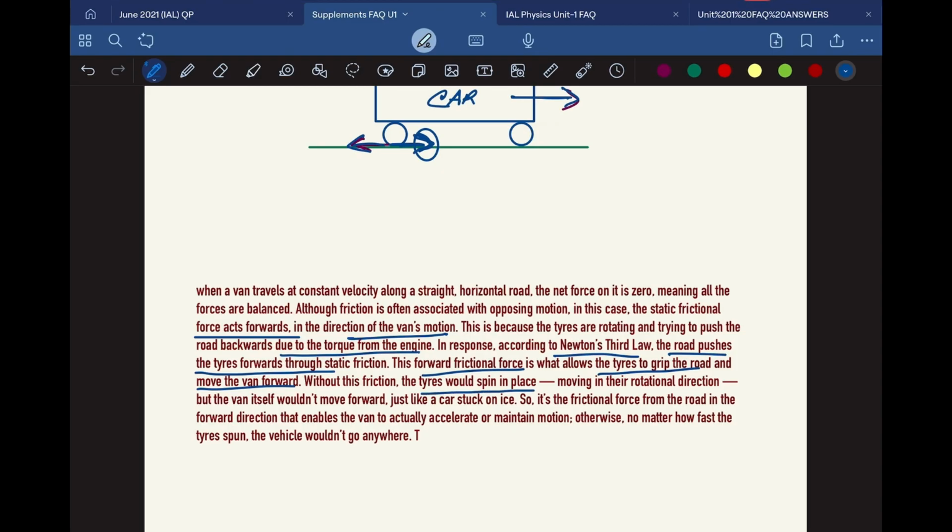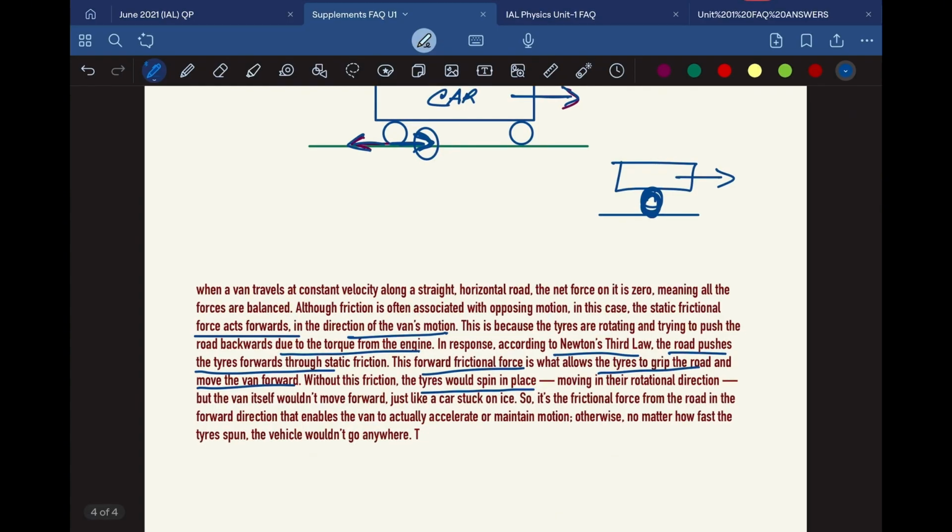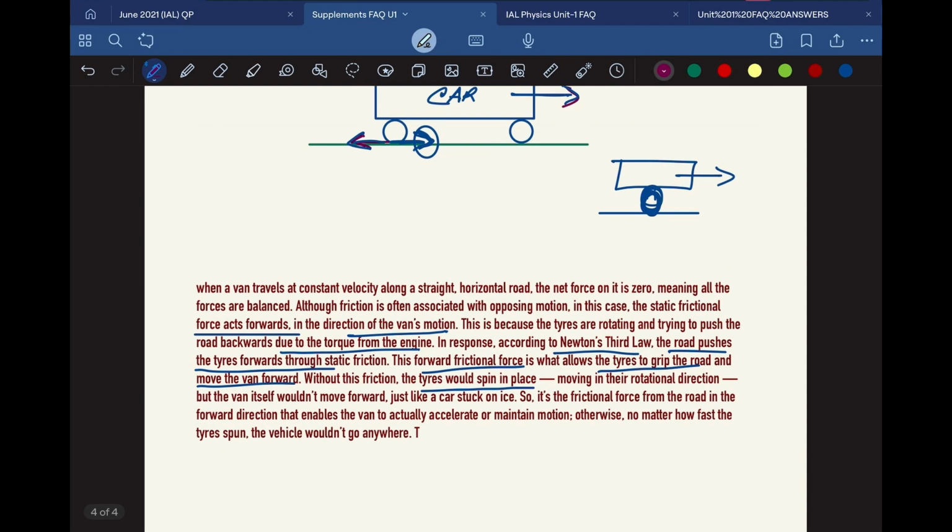We have seen this on National Geographic, right? When it rains, and sometimes when the road is very slippery, the tires keep on rotating, but the car doesn't go forward. Why? Because there is no frictional force from the ground to the car to make the car move forward.